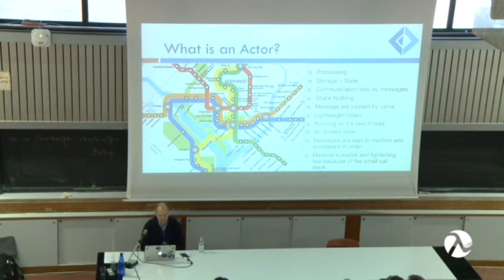And this is the DC metro map. And think about the actor like a metro station. They receive messages, they receive the train, and passengers go in, go out. But what it really means is that each single station doesn't even care about the other stations around the map, right? They just receive trains. That's all they care.